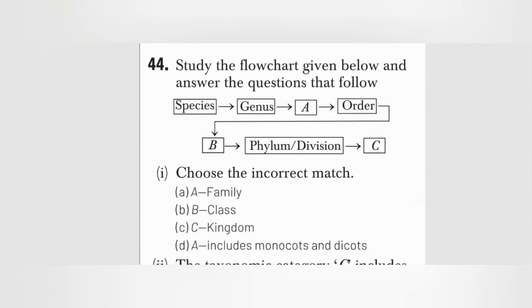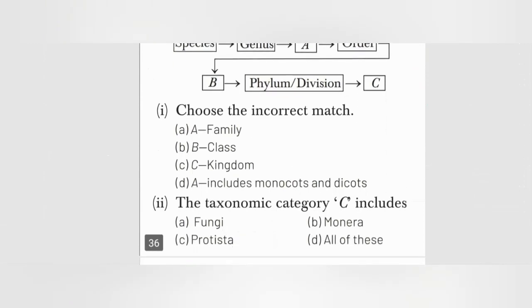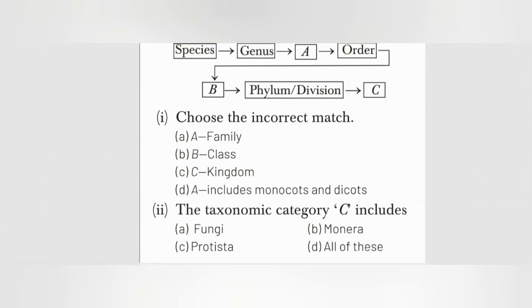Okay, now another question here. The question is, study the flow chart given below and answer the questions that follow. Species, genus, A, order, B, phylum, division, C. So here alphabets are given, and on the basis of that they have asked some questions. You have to choose the incorrect match from here. Options are A, that is the family, B, that is the class, C, that is the kingdom, and A again includes monocots and dicots.